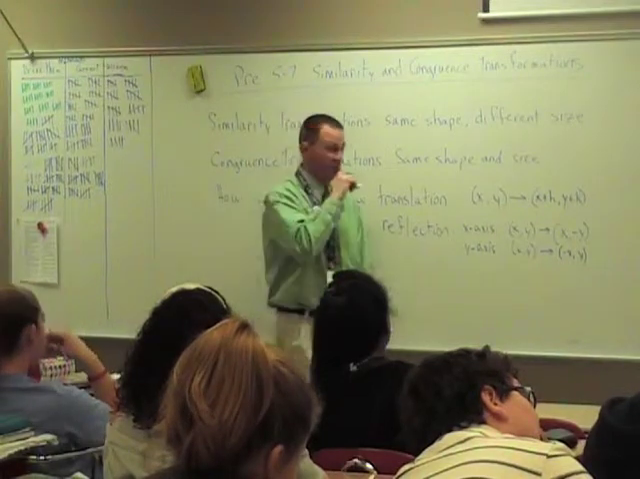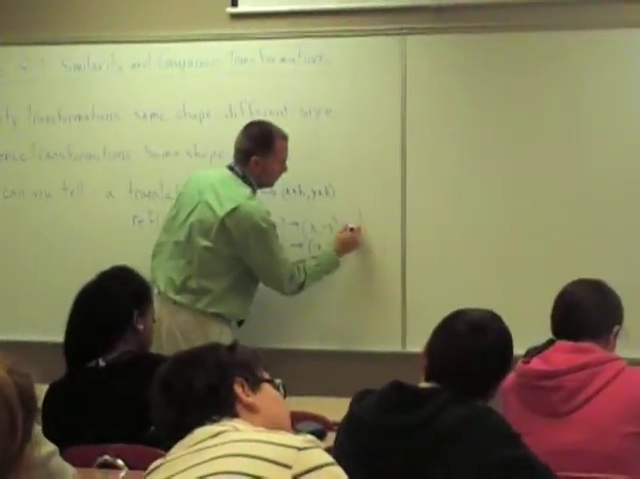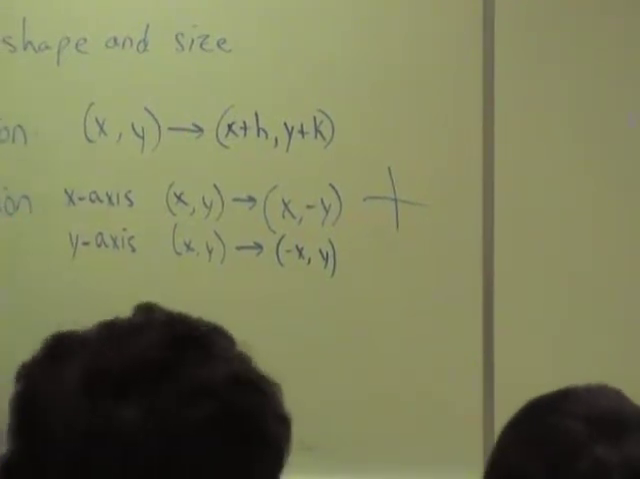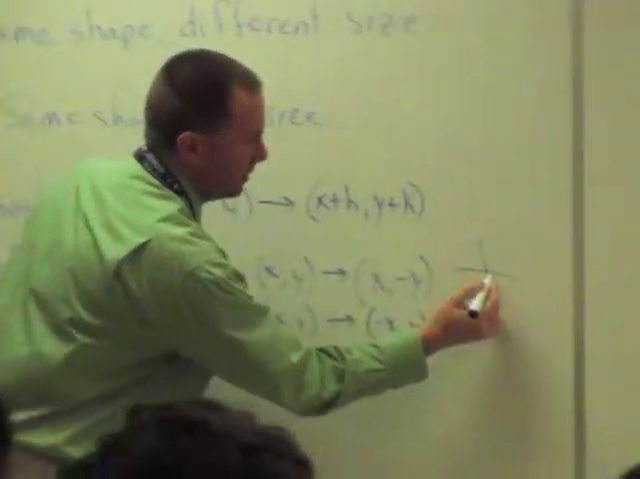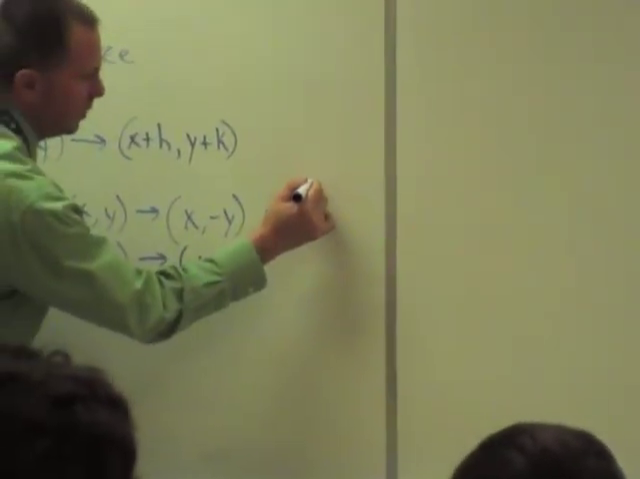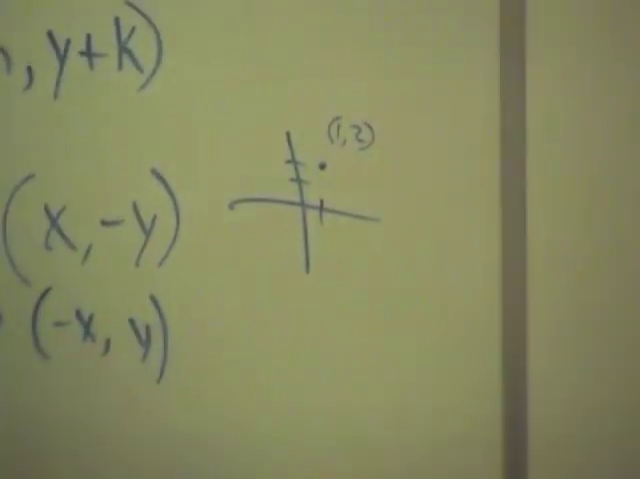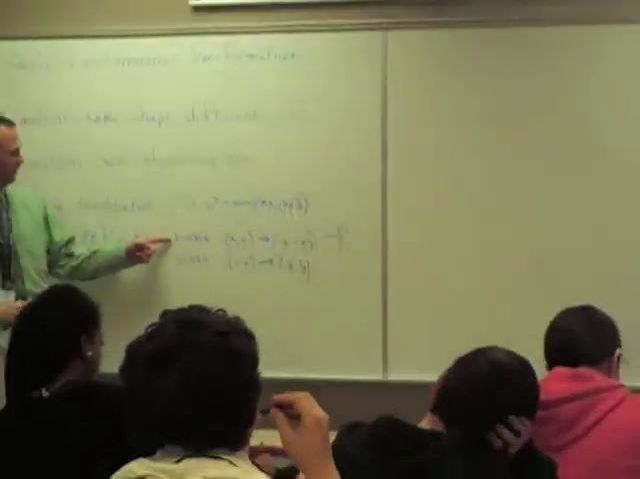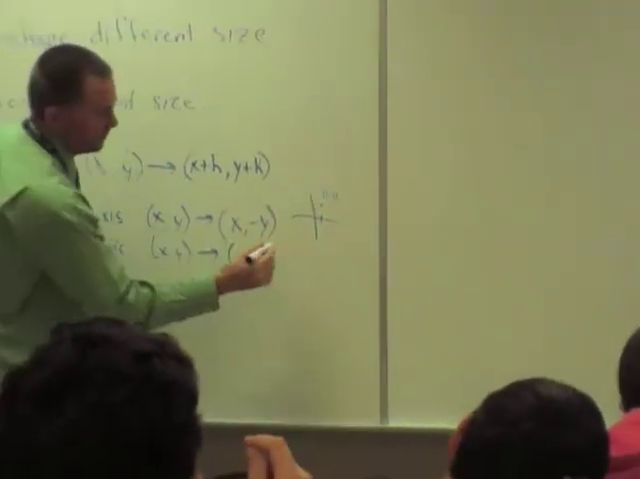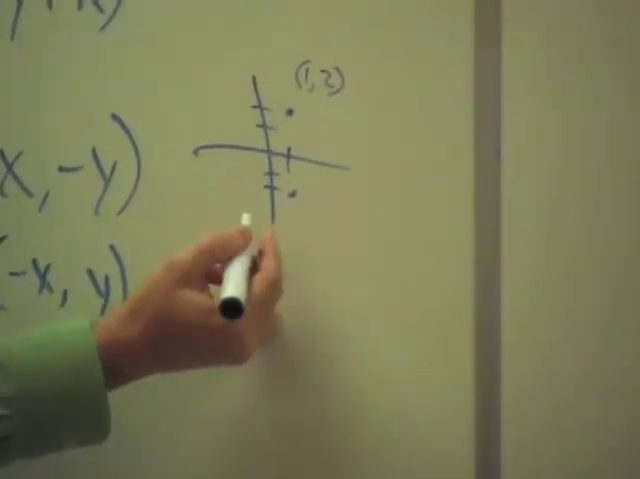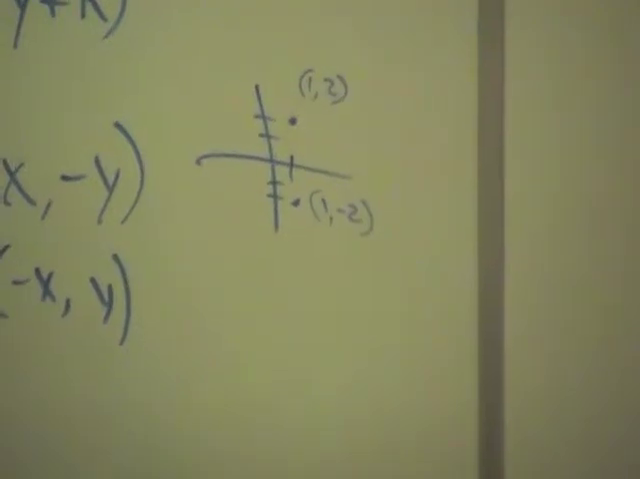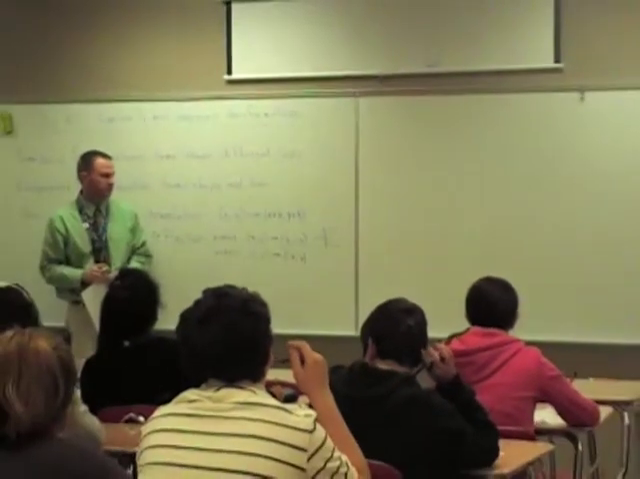Here, let me give you an example. On this one, we're going to flip, reflect about the x-axis. The coordinate is 1, 2. If I reflect this about the x-axis, that means it's going to be flipped down, to here. So what's that coordinate? 1, -2. What changed? The y value changed.